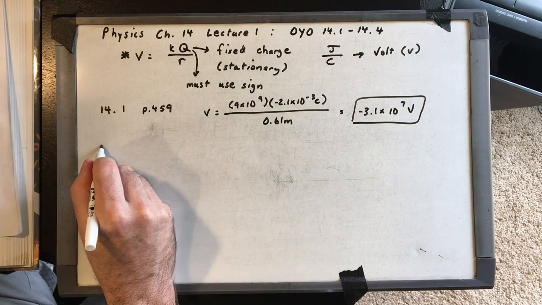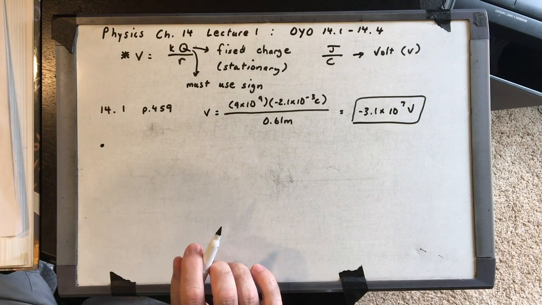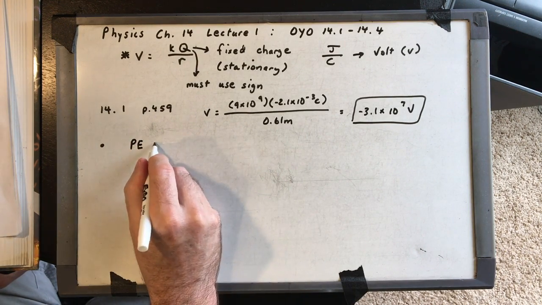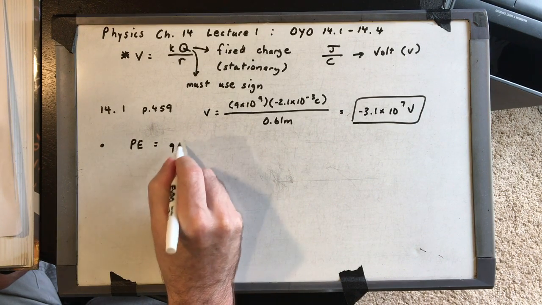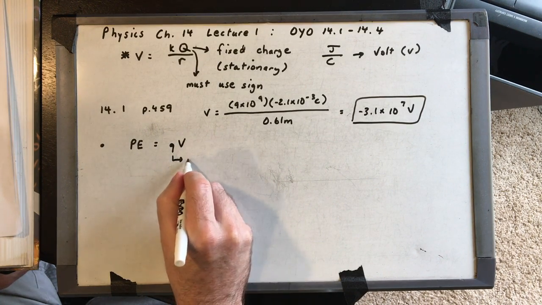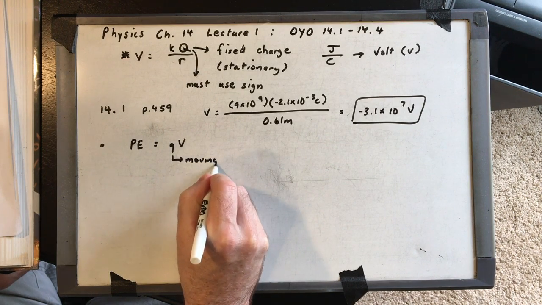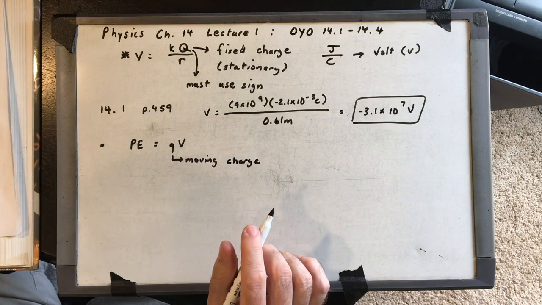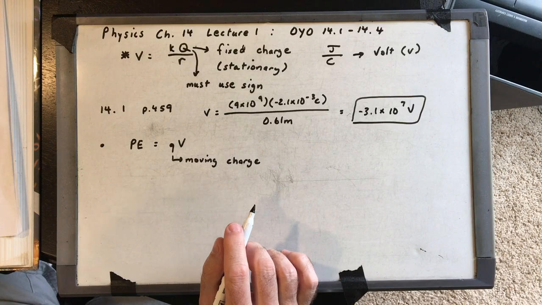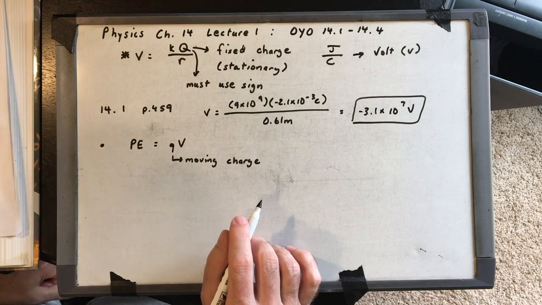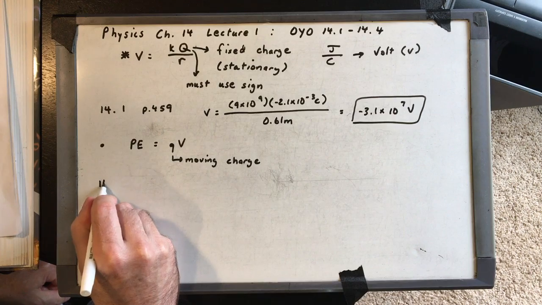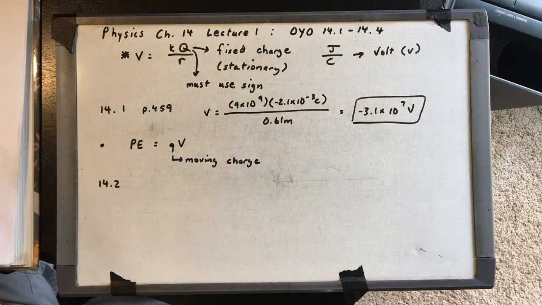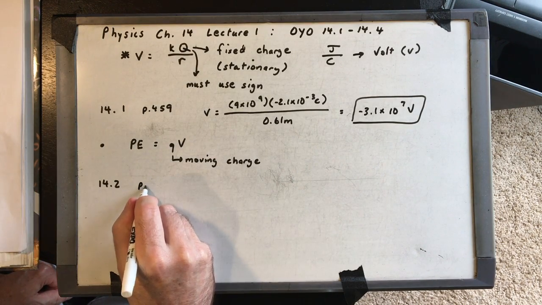Okay, so moving on down your notes, we have the potential energy equation. Okay, you'll need to memorize this one. And that is Q times V, where Q is the moving charge. And V is voltage that we just figured out how to calculate. Okay, so the larger the electric potential, the larger the potential energy.